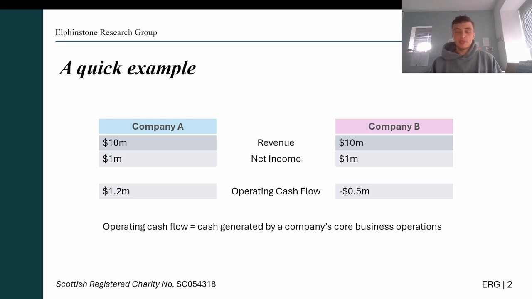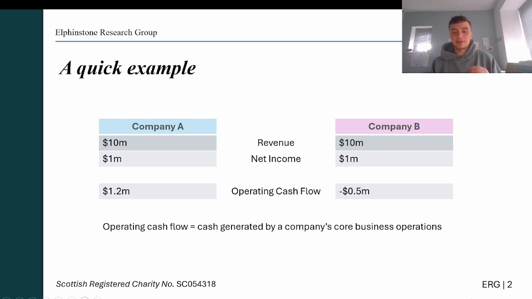Company A and Company B are the same in all respects other than a few. They both sell shoes, they're both shoe retailers, and they both made $10 million last year in revenue. They also made $1 million in net income. However, their operating cash flow, which is in the cash flow statement, is different. For Company B, it's negative, and for Company A, it's positive.